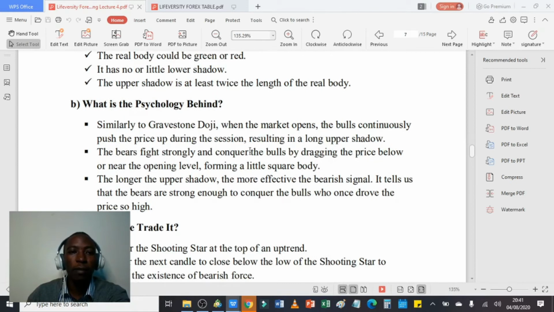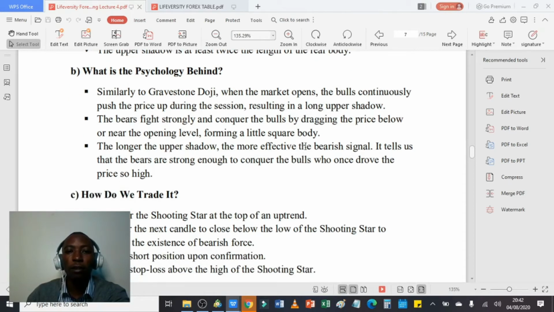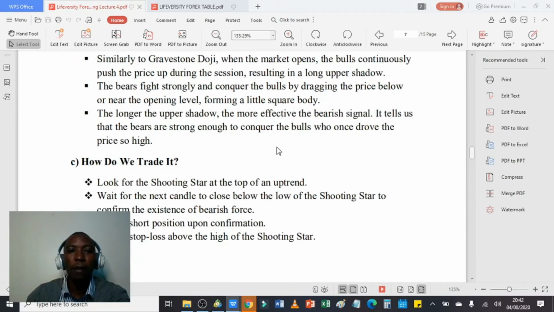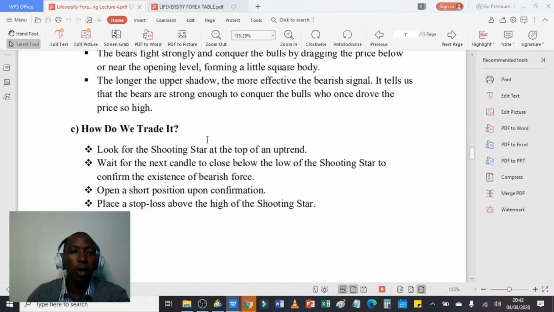What is the psychology behind it? Similar to the gravestone doji, when the market opens, the bulls continuously push the price up during the session, resulting in a long upper shadow. The bears fight strongly and conquer the bulls by dragging the price below or near the opening level, forming a little square body. The longer the upper shadow, the more effective the bearish signal. It tells us that the bears are strong enough to conquer the bulls who once drove the price so high.